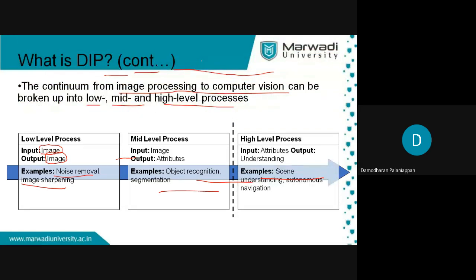The final is the high-level process. In this process, it takes the attributes as the input, which we get as output from the mid-level process. An attribute is nothing but a part of the image, a subset of the image. According to some operations, we are able to get the object attributes. So the high-level process takes these attributes and the output will be the understanding of what we are looking for.